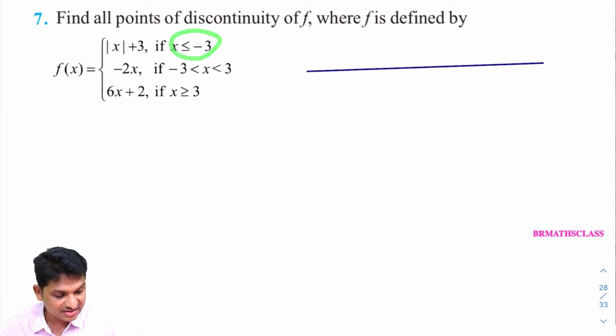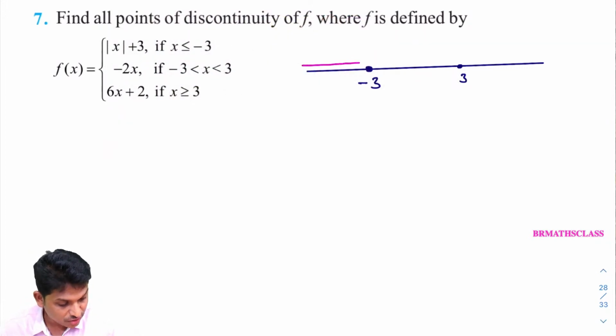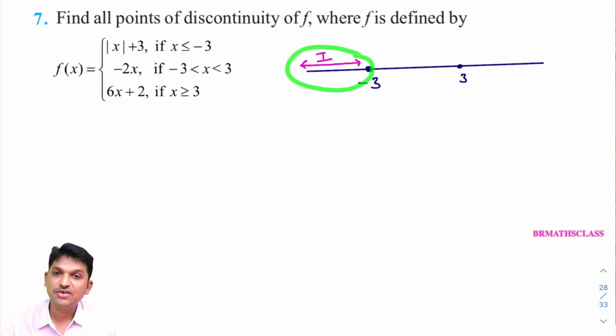First, I'll mark minus 3. Next one, you see here, 3. Only two numbers are there, so I'll mark those two numbers: minus 3, 3. Now I'll check the continuity of the function in this zone. I'll take it as case 1. I'll check the continuity of this function whenever x value is less than minus 3, and check whether there is any point of discontinuity or not.